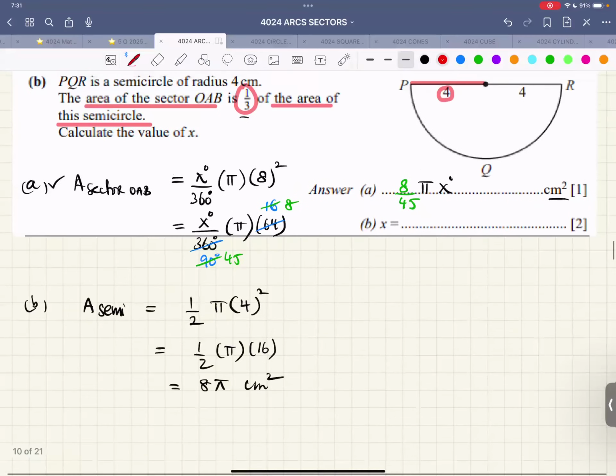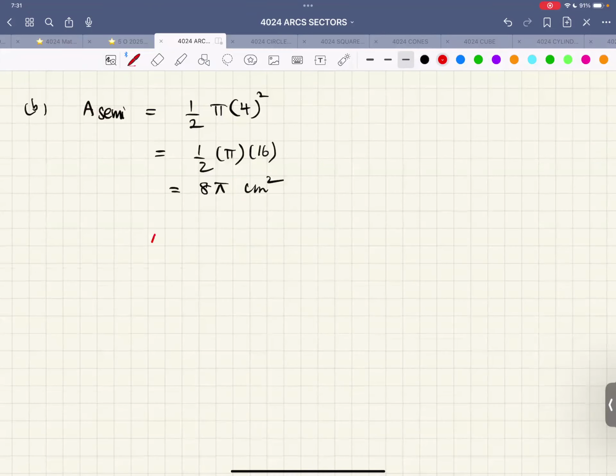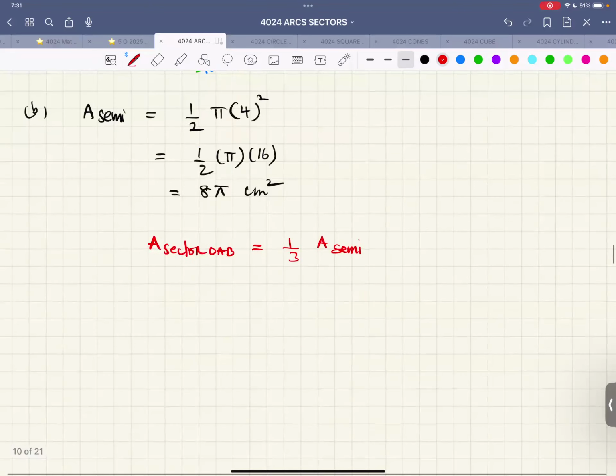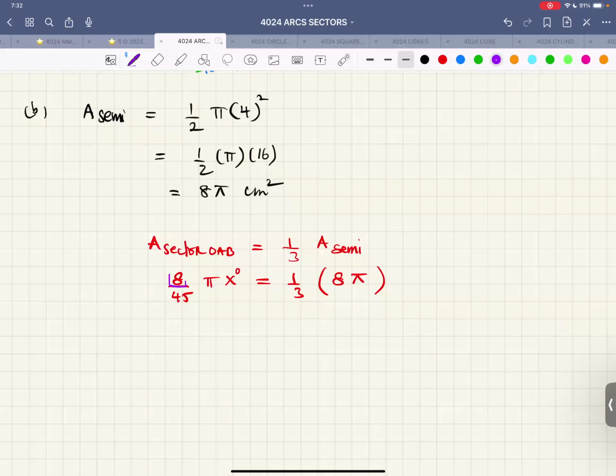That is this thing, area of sector OAB. So area of sector OAB is 1/3 area of semi. This one is what? 8 over 45 pi x degrees. 8 over 45 pi x degrees is 1/3 of that, that is 8 pi. So now do the cancellation. This is 8, this is pi, this is 8, this is pi. That's gone. So x degrees is 1/3 of 45 degrees. Therefore, x degrees is 15 degrees.